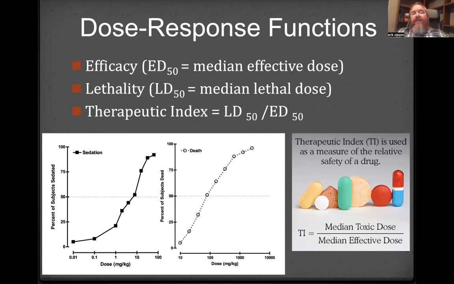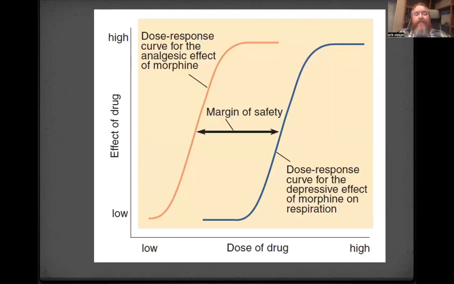Efficacy might be ED50. That would be the median effective dose. Lethality could be thought of as LD50 or the median lethal dose. So you would want to stay between the ED50 and the LD50 and really pretty far away from that LD50. So the therapeutic index would be the LD50 divided by the ED50. Here you can see the therapeutic index or the margin of safety in between two curves, right at around where the ED50 and the LD50 would intersect.